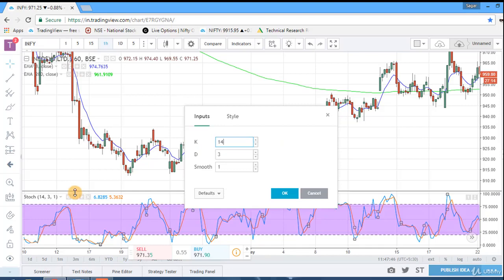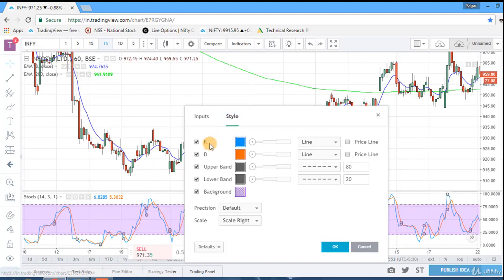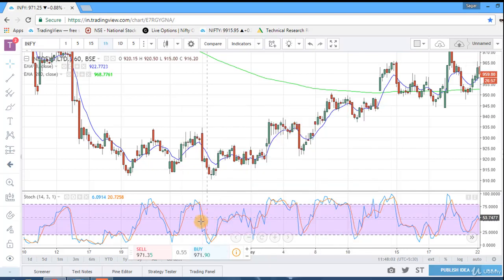We'll set the settings and see the colors. The K line is 14 and D line is 3. This is a default setting. K line is of blue color and D line is of orange color. You can see here in settings. When K line crosses above D line, this blue line crosses above this orange line. Orange line is D line, as we have seen, and this blue line is the K line.